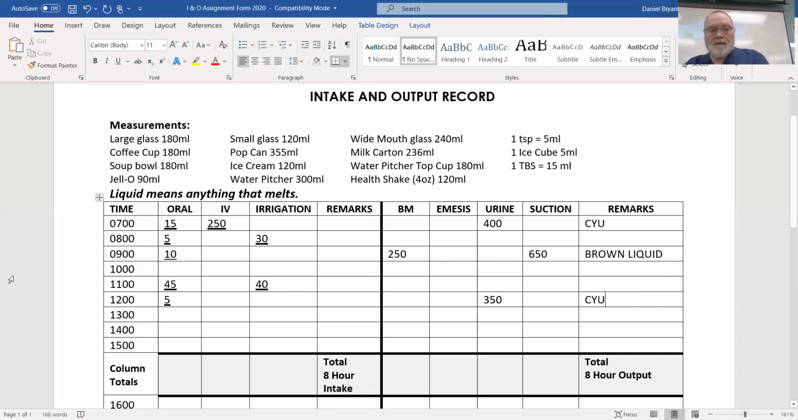He wants to rest again, so we go back. We come back in at 1 o'clock. So down here at 1 o'clock, let's see. He asked for the bedpan again. Brown liquid stool that measures 500. So at 1 o'clock under BM, we're going to put 500. And again, that's going to be brown liquid.